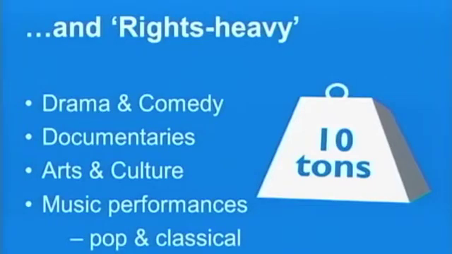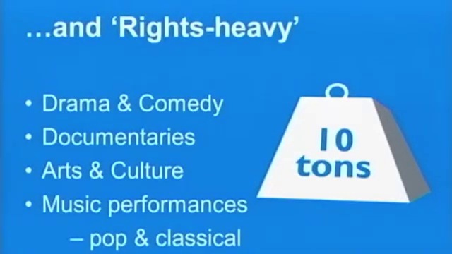And then the rights-heavy areas. So drama and comedy. Dramas, battle scenes, orchestras, they can involve hundreds of contributors. Documentaries, particularly the history documentaries, are stuffed full of acquired film, stills, artworks. Ditto arts and culture, some of which may have been cleared under fair dealing originally, but if you want to reuse them, that might not always apply, so you need to be careful there. And music performances, so pop and classical, particularly where you've got what we call signed artists, who are with the major record labels, and you're doing a retrospective about that particular artist.